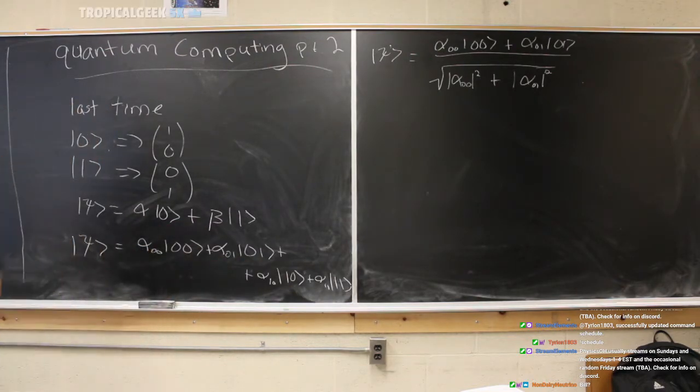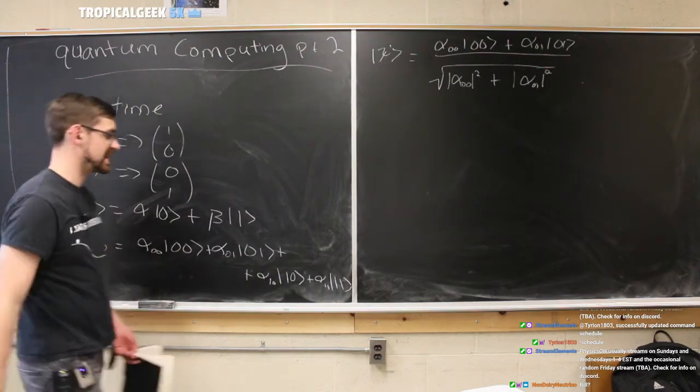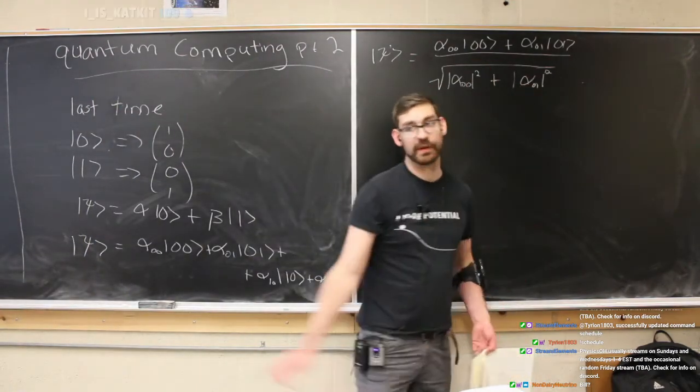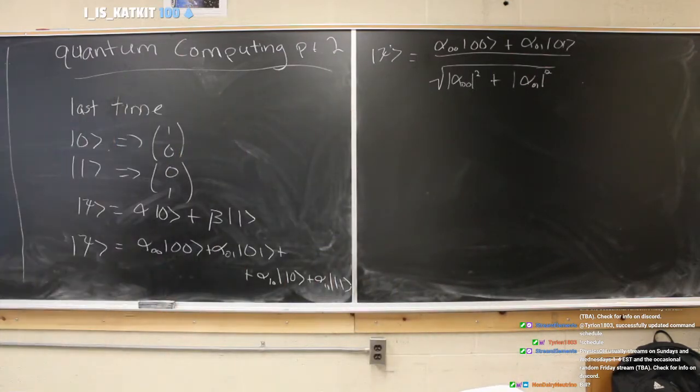But now that we have measured a qubit and we have gotten a 0, the only two options that remain have the first qubit be 0. But having the first qubit be 0 means that we are going to have to normalize the front of it to make sure that we don't end up with weird probabilities.